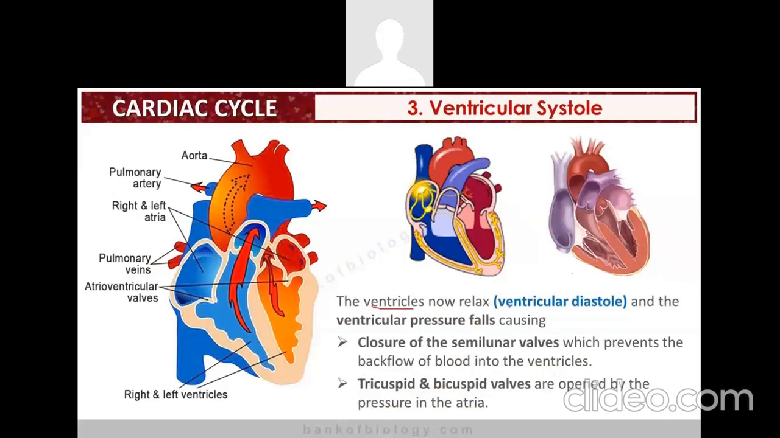Finally, the ventricles relax, and this is called the ventricular diastole. The ventricular pressure falls, and this causes the closure of the semilunar valves, and this will also prevent the backflow of blood into the ventricles. Then the tricuspid and the bicuspid valves open because of the pressure that is built up in the atria.